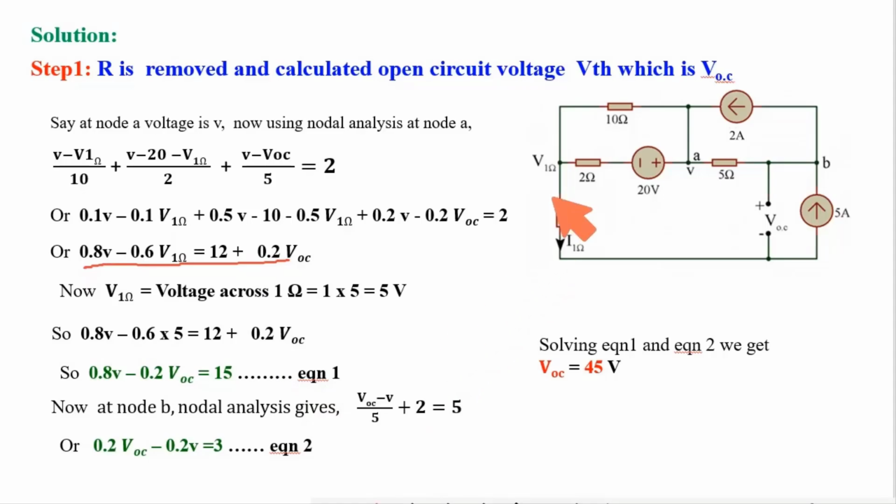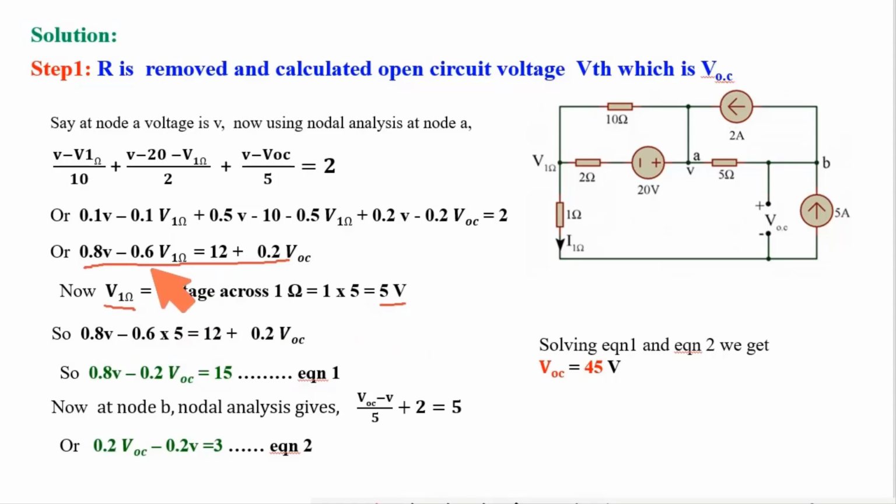Now here, what is V1 ohm? V1 ohm is equal to current multiplied by this 1 ohm. What is the current through this 1 ohm? This current is flowing in this path, and here a current source is 5 ampere. So the 5 ampere is flowing through this 1 ohm. So V1 ohm is equal to 5 ampere multiplied by 1, that is 5 volt. So V1 is equal to 5 volt.